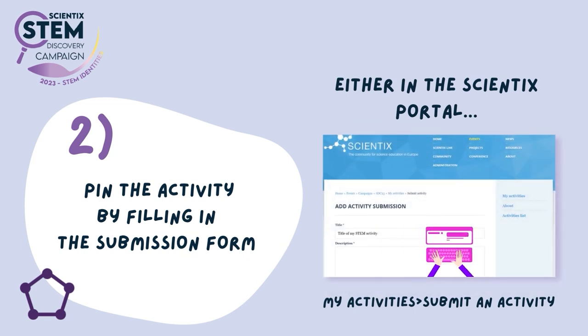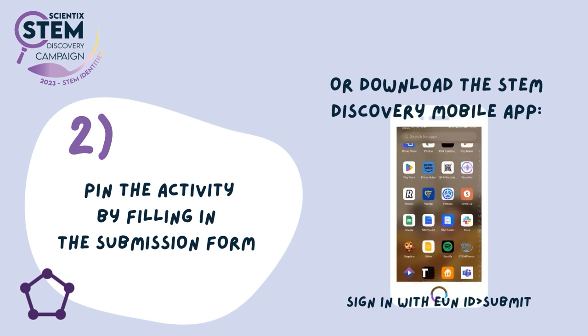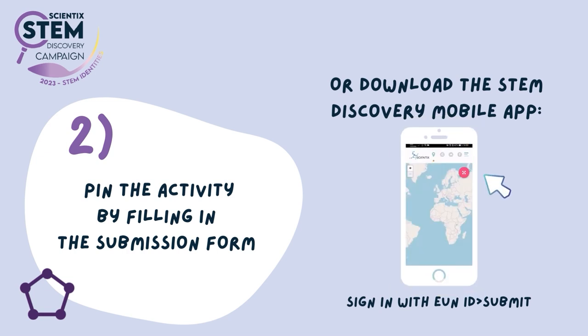Or you can download the STEM Discovery Campaign app from the mobile app store of your choice. In the app, sign in with your Scientix username, then click on the blue circle with the arrow in the top right corner and fill in the information as instructed. It's that easy. Thank you, Elisavet.